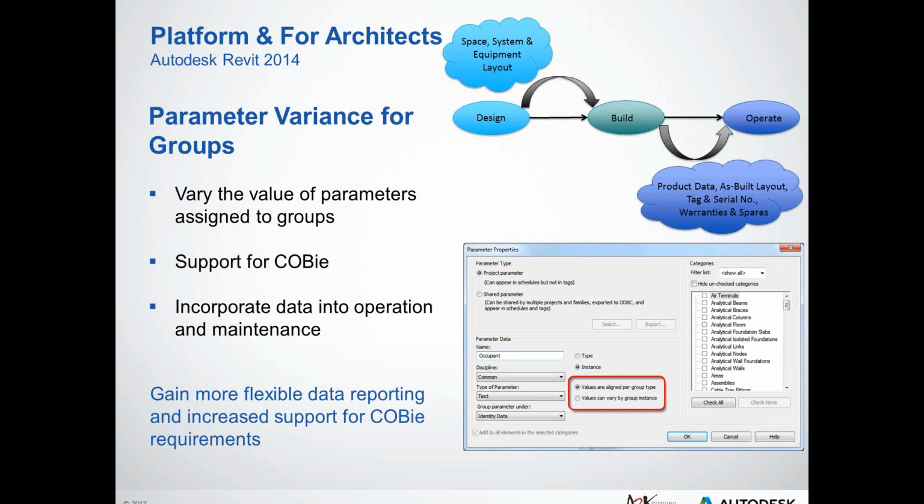basis? So in the past, when you go and create a project parameter and you assign it to a group, when you copied that group out in your project as numerous instances, you weren't able to get access to that instance parameter on each group to change individually. So now inside the project parameter, simply by changing this to can vary by group instance, we can now go ahead and change those values in every single instance of that group.